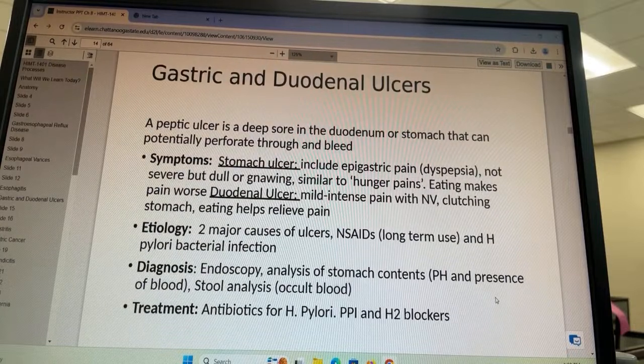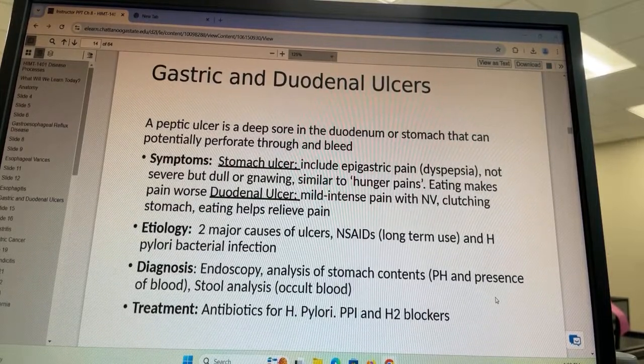Diagnosis, again, a lot of these are going to be endoscopy. Okay, so putting a camera down to see what's going on. That's the main way that most GI disorders get diagnosed, either going through the mouth or going up through the anus. Depending on where you're trying to go, which is the fastest route, right? If you're trying to go into the stomach, going through the mouth is quicker. If you're trying to look at the colon, going through the anus is quicker, okay?